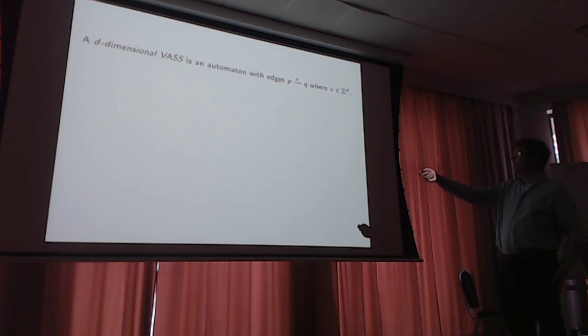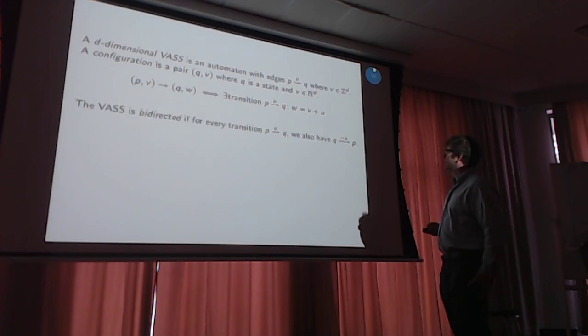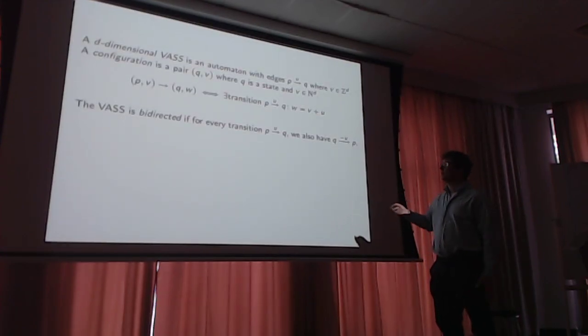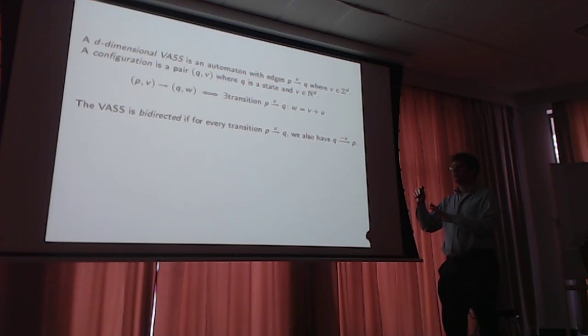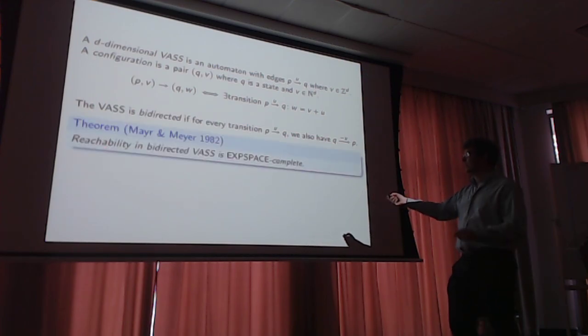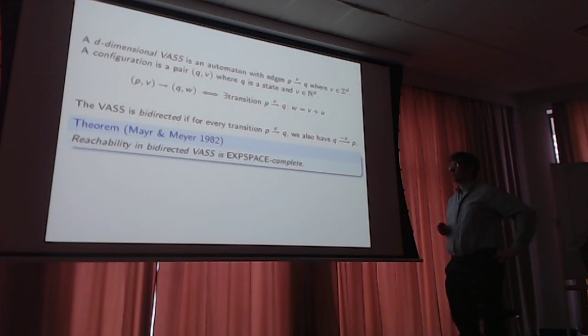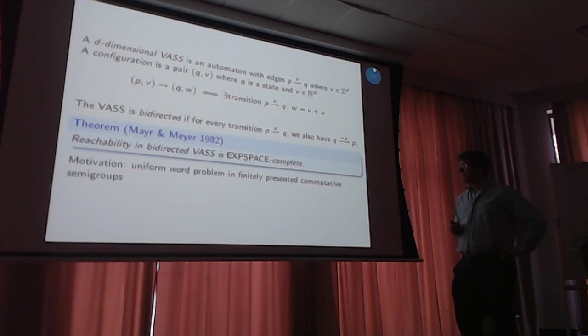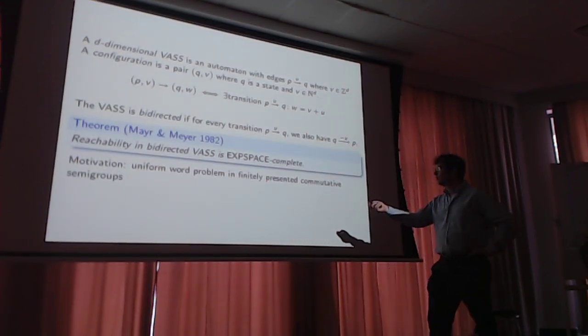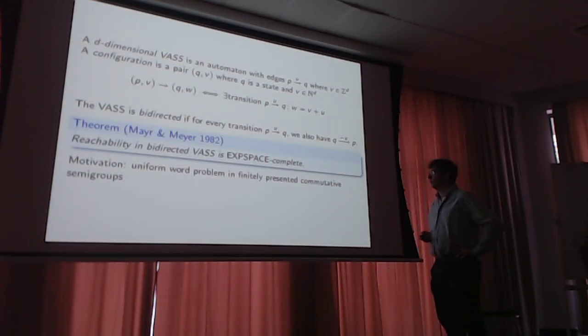All right, so in a VAS, so you all know what a VAS is, I don't need to explain this. And it's bidirected, as we said, if for every edge there's a reverse edge. Or does anyone want more explanation on what a VAS is? Right, and so the nice result is that in bidirected VAS, reachability is exponential space complete. And their motivation, though, was what is called the uniform word problem in finitely presented commutative semigroups.